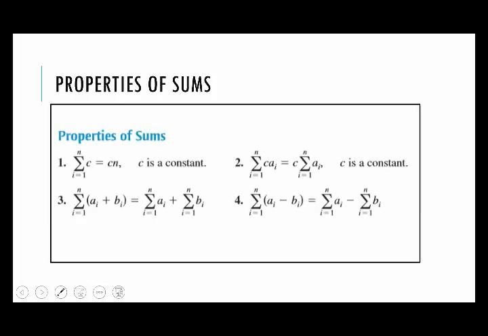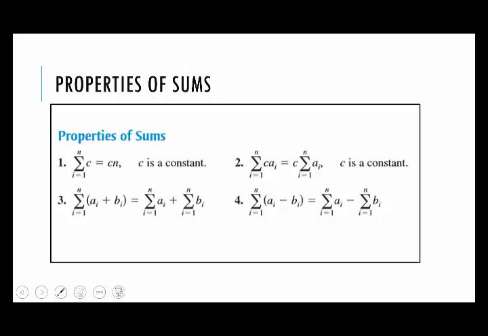Some properties of sums. These are some properties of sums. In the event that I have the sum of some sort of constant, it's just the constant times the number, where C is a constant. Over on the right, the second one.